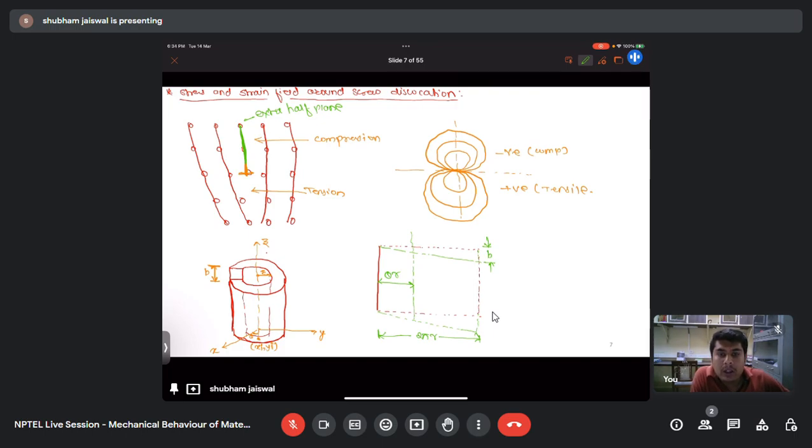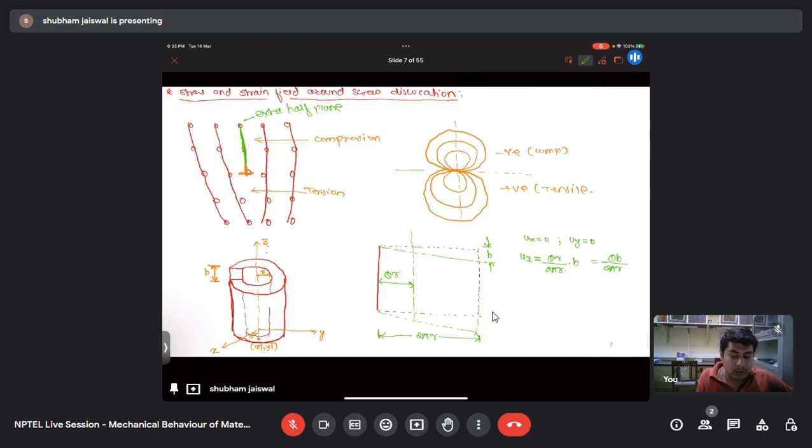Okay, so now if we take the displacement in x and y, it is 0. So ux equal to 0. Similarly, uy equal to 0. But uz is not 0, and it is equal to theta r upon 2 pi r into b. So this r gets cancelled out, and we remain with theta b upon 2 pi r.